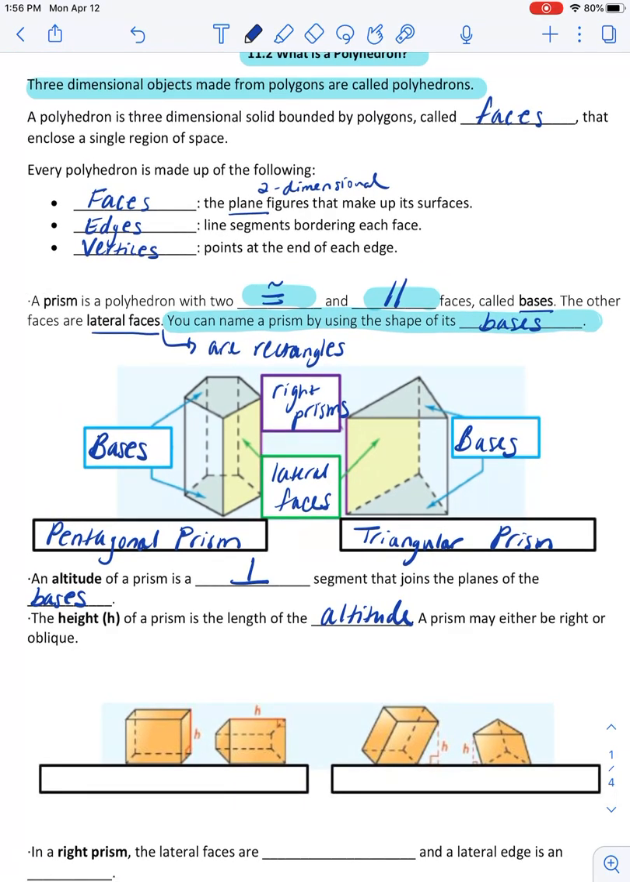I mentioned a second ago that the prisms above are called right prisms. You can have either a right prism or an oblique prism. They can be right or oblique.